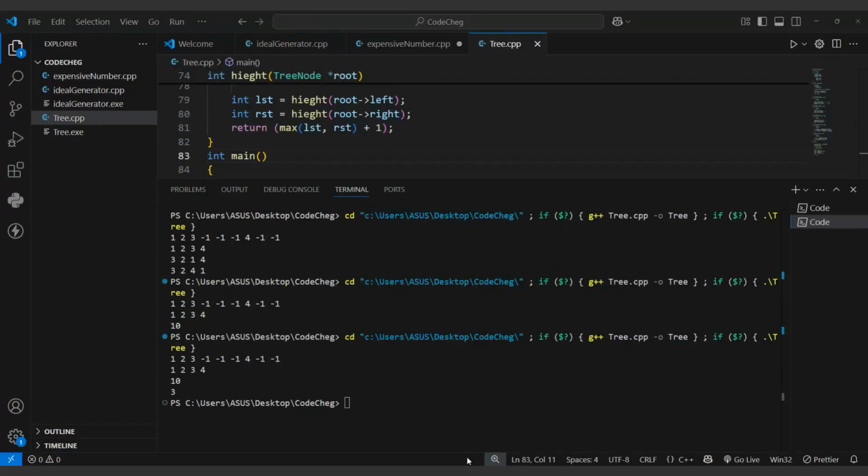So how can we calculate the diameter of a binary tree? Class, my question is clear now. How can we calculate the diameter of a binary tree?